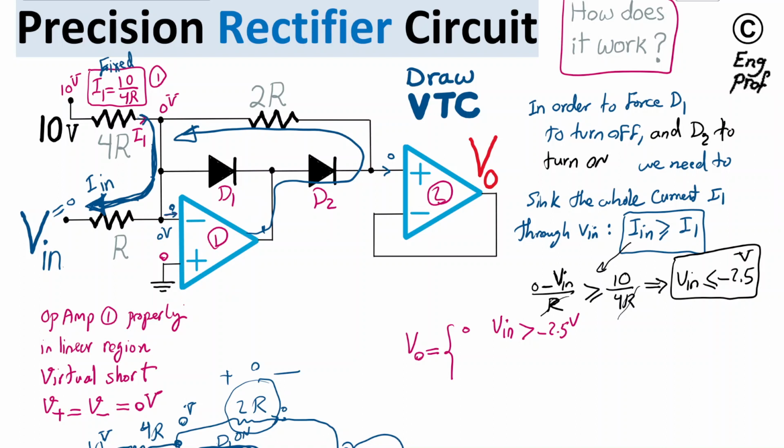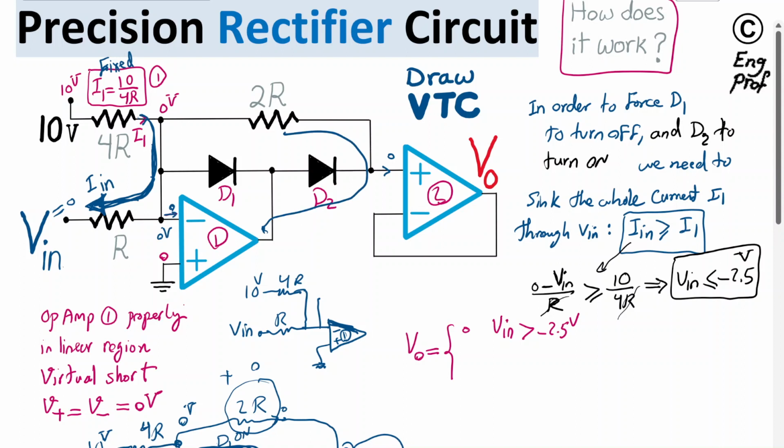It's going to be Vn. So it's going to be 10 volt and then 4R, and then we have R and Vn and op amp 1 in inverting amplifier scenario topology. This is op amp 1 and you can see that we are going because this route is active. Because this route is active, so I'm going to show it one more time, this route.